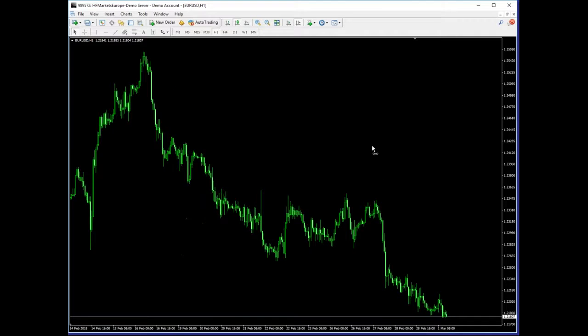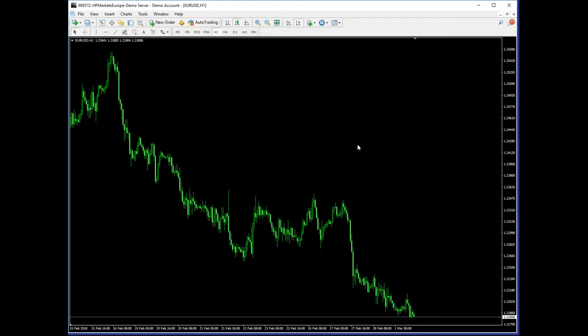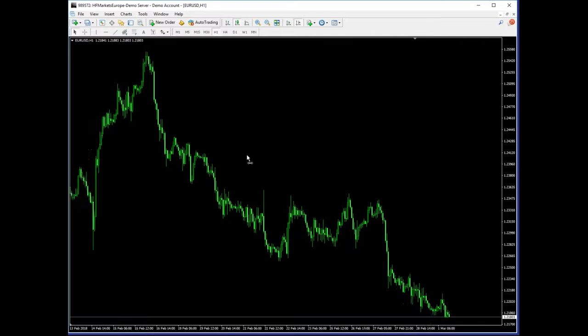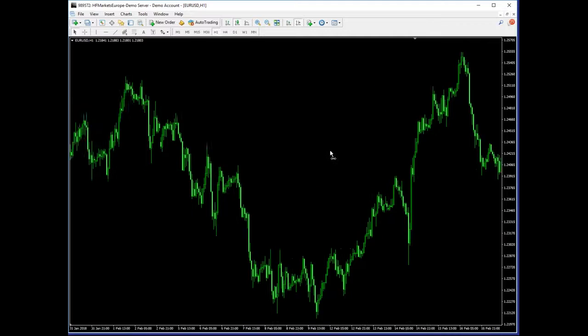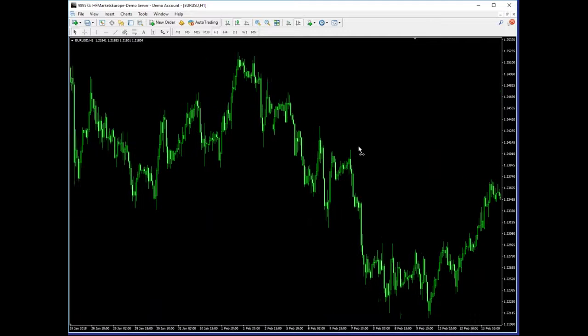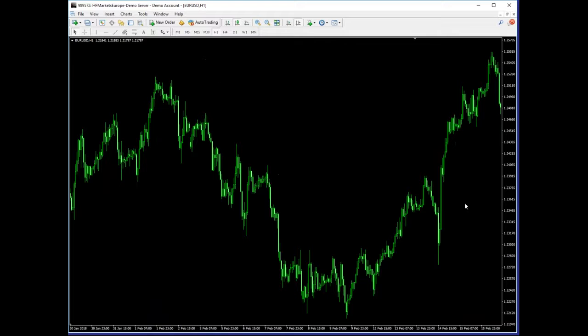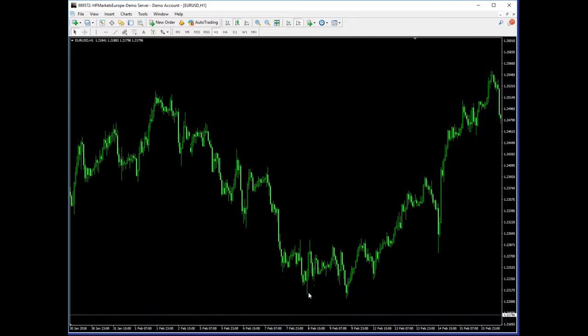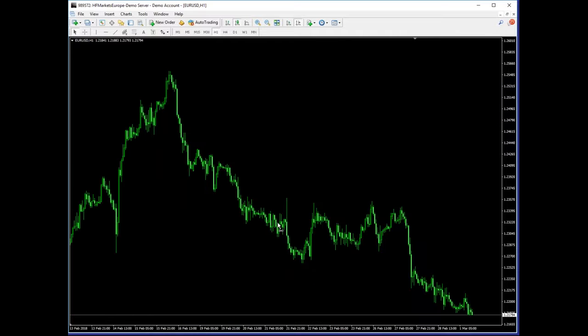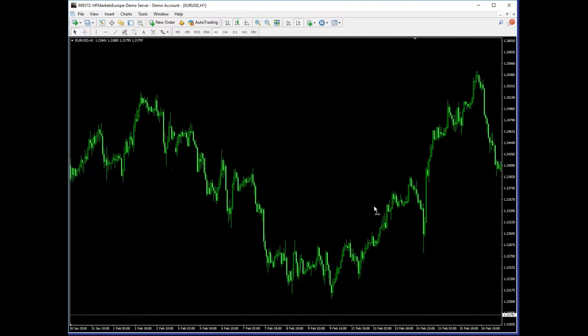Let's zoom out just a little bit. Okay, so we're going to go a bit into the past and see if we drew some support or resistance lines based on the price movements in the beginning of February, how they would have worked out now. Okay, makes sense?